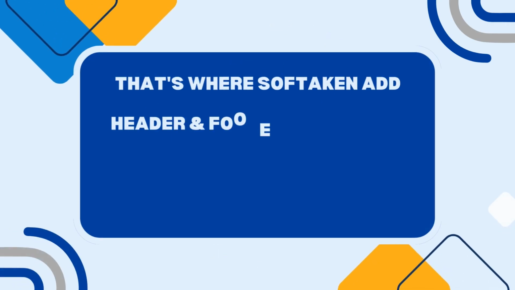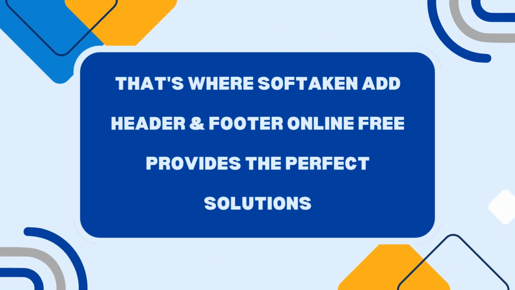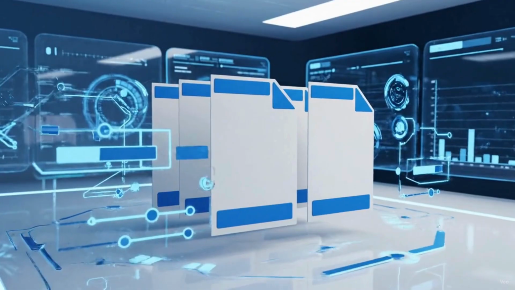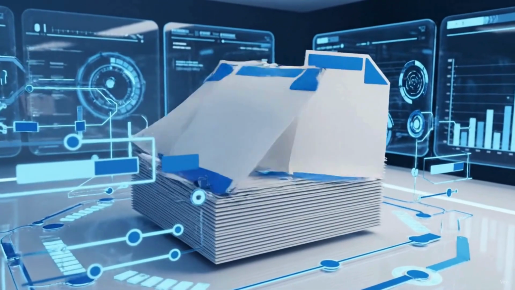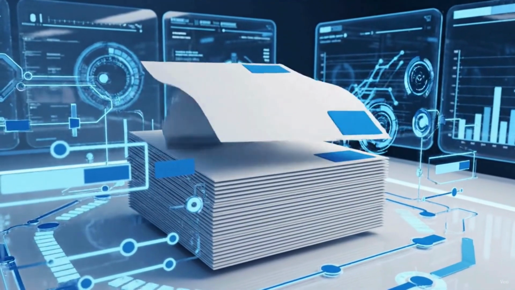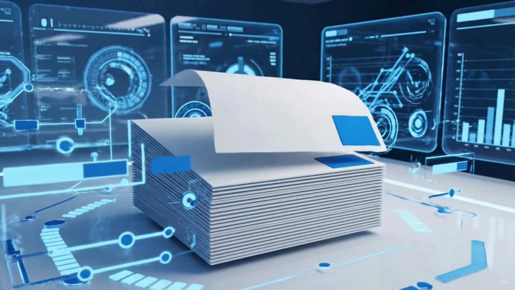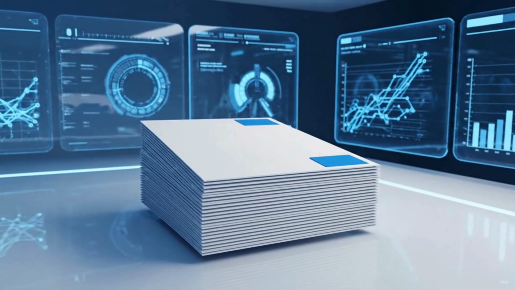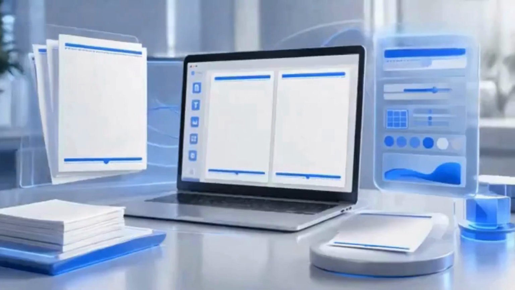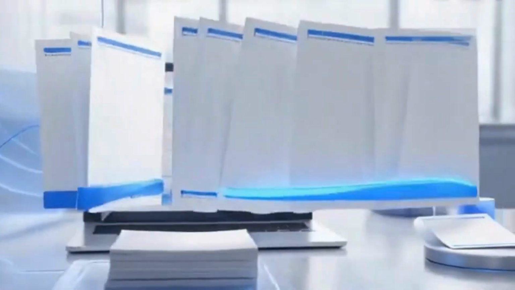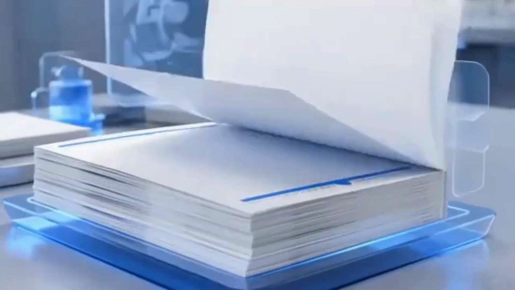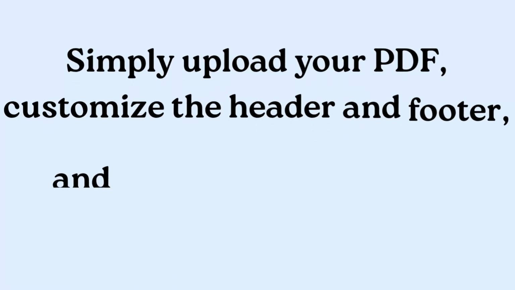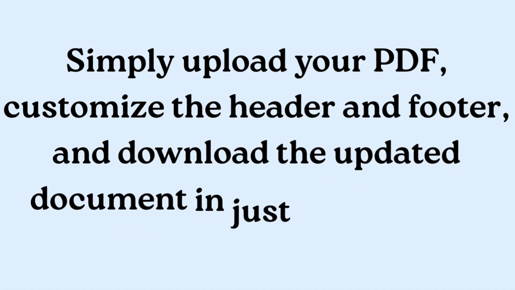Solution: that's where Softaken Add Header and Footer online free provides the perfect solution. This easy-to-use online tool lets you quickly add professional headers and footers to your PDF documents. You can insert custom text, page numbers, dates, and other important information while preserving the original formatting and quality of your file. There's no software to install and no technical expertise required. Simply upload your PDF, customize the header and footer, and download the updated document in just a few clicks.